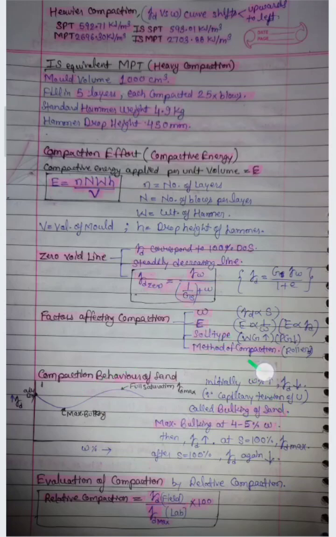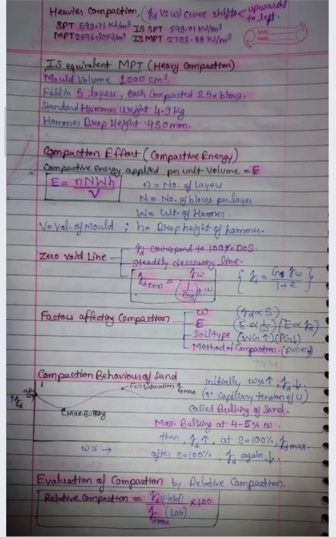Initially as water content increases, gamma d decreases due to capillary tension of pore water. This is called bulking of sand. Maximum bulking of sand happens at 4 to 5% of water content. Gamma d will increase beyond this point. At degree of saturation 100%, gamma d will be maximum. After degree of saturation 100%, gamma d will again start to decrease. So this is the behavior of the sand.